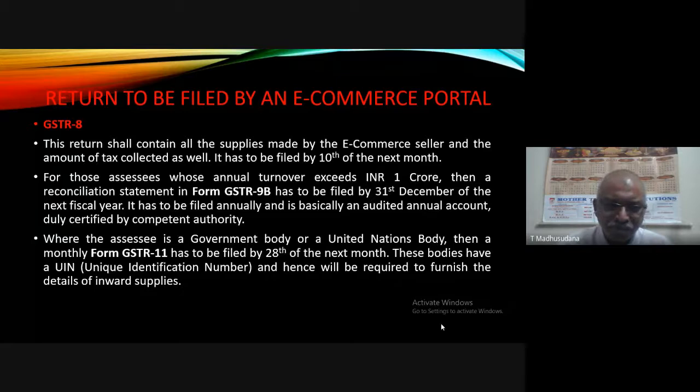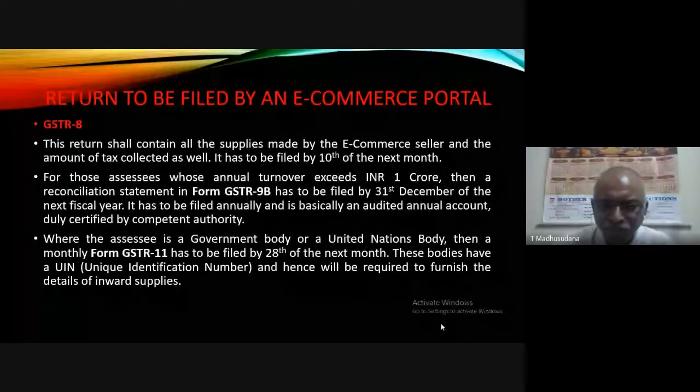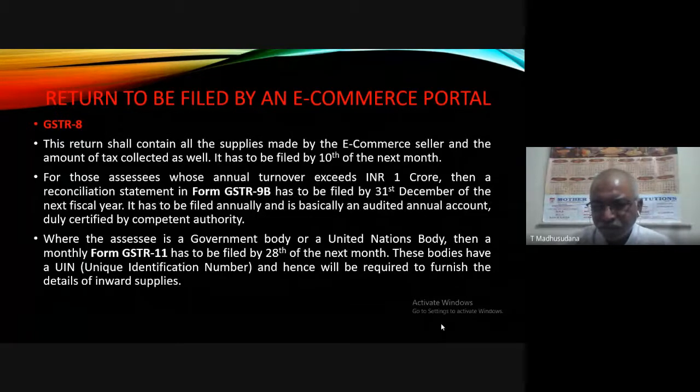In the case of a government body or United Nations body, the monthly returns form GSTR 11 has to be filed by the 28th of the next month. The 28th of the next month is the due date for a government body or United Nations body. These bodies have a unique identification number and hence will be required to furnish the details of inward supplies.